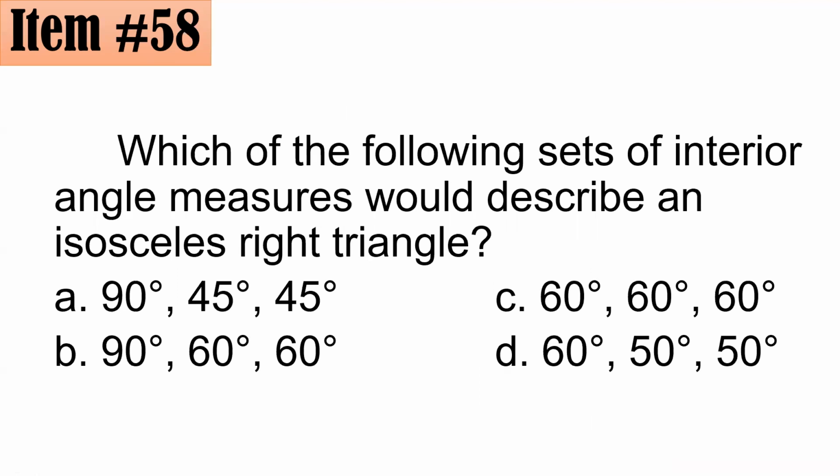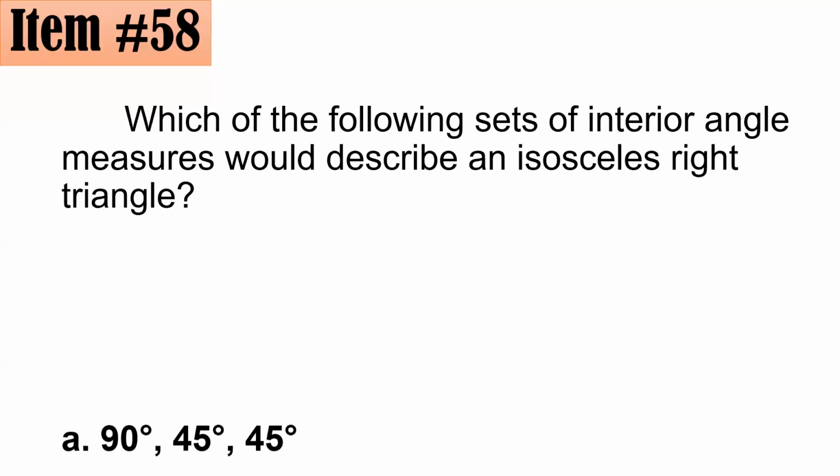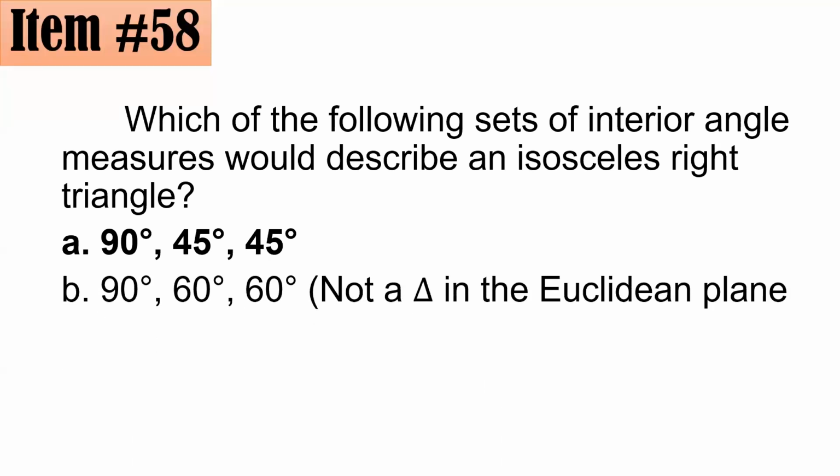58. Which of the following sets of interior angle measures would describe an isosceles right triangle? Is it A, B, C, or D? When we say right triangle, dapat meron siyang 90 degrees. So we are sure po that letters C and D are wrong because C and D do not contain 90 degrees. With such, actually letter A po yung tamang sagot. So congrats po sa lahat ng sumagot ng A.